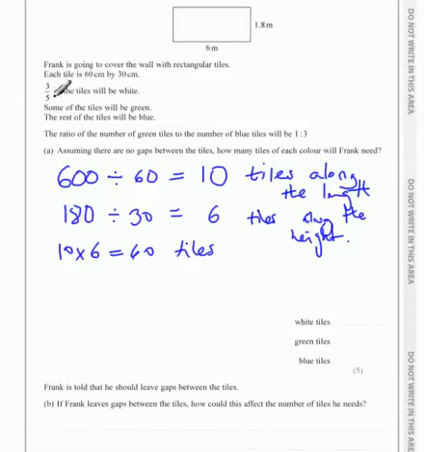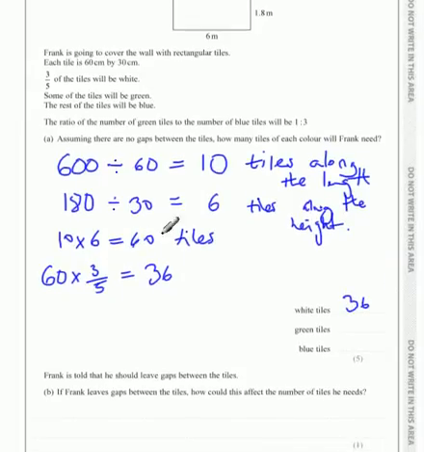We have got 3/5 of those tiles are going to be white. So we're going to do 60 times by 3/5. So we can do 60 divided by 5 is 12, times by 3 is 36. So we've got 36 white tiles. And the remainder of the tiles are going to be either green or blue. So 60 take away 36 is 24. So we've got 24 tiles that are green or blue.